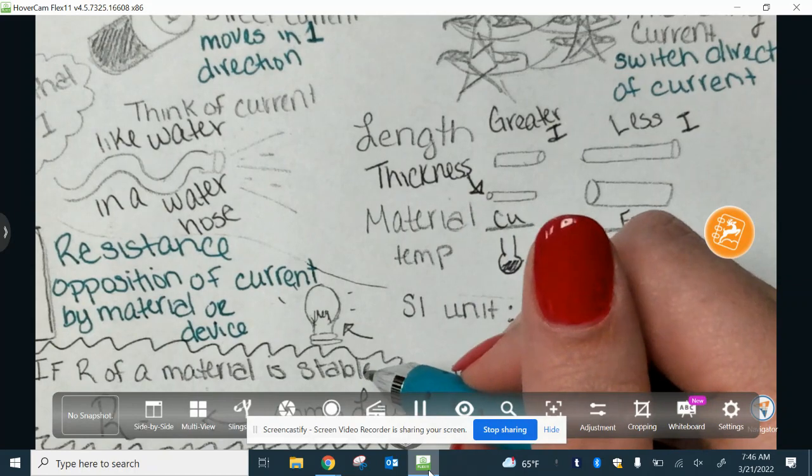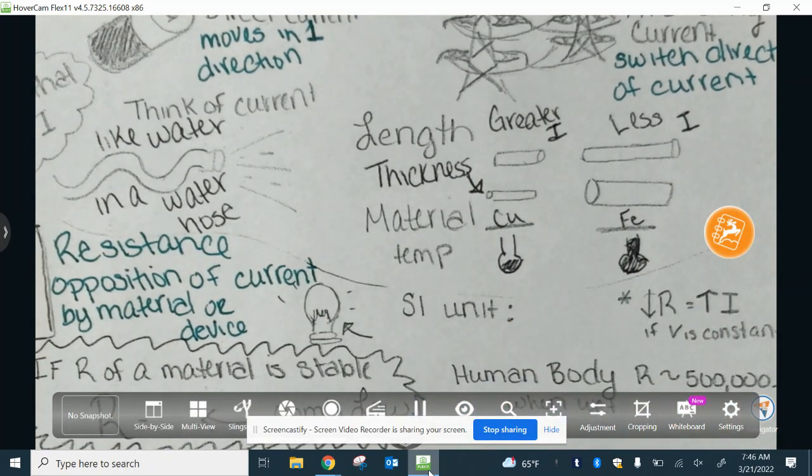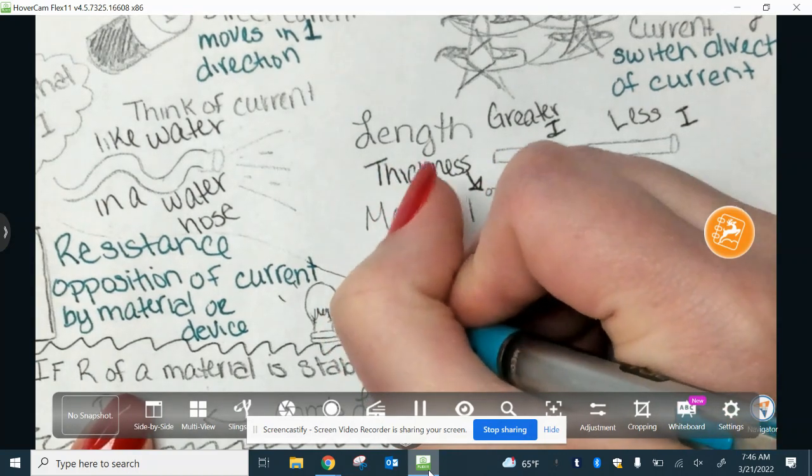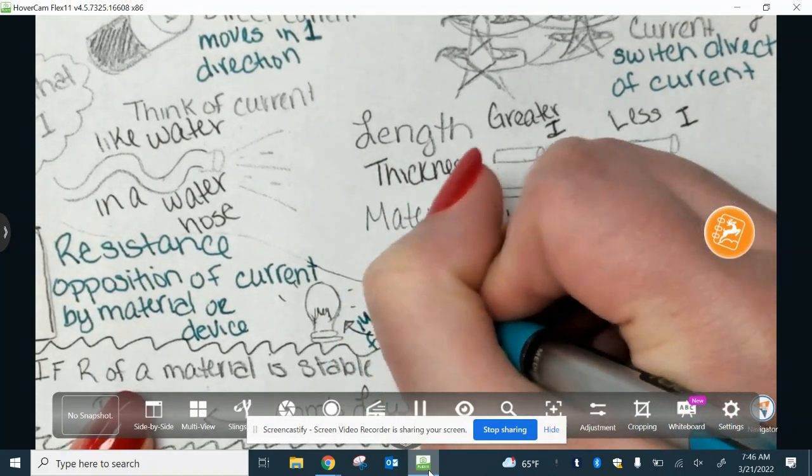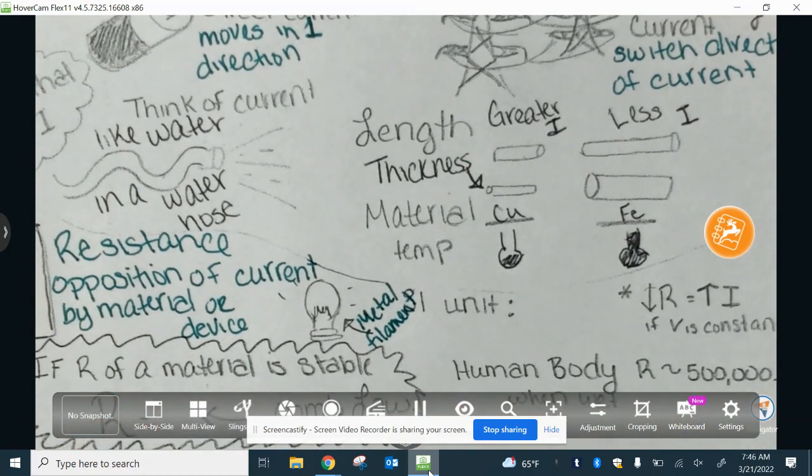So here we have my light bulb, and the actual resistor in that light bulb is going to be that metal filament. And it's going to vary in its resistance. Metal filament. The little pearly thing inside the light bulbs.